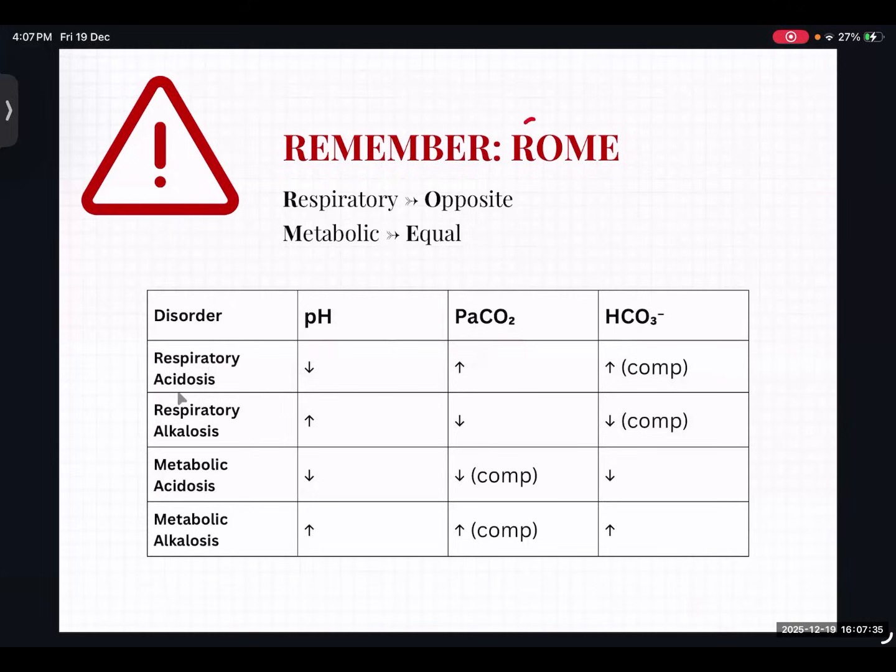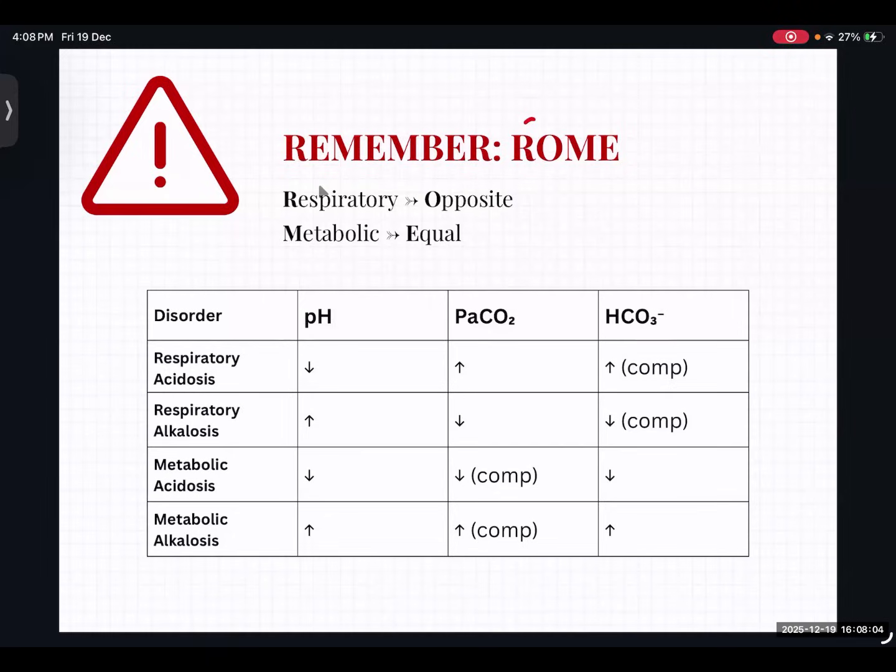pH decreased means it's acidosis, and because it's respiratory, we remember from ROME that the CO2 is going to be increased because it's opposite. Same as in alkalosis. In alkalosis, pH increased, but because it's respiratory, it's going to be opposite. So what happened to the carbon dioxide? It decreased. Don't worry about these for now.